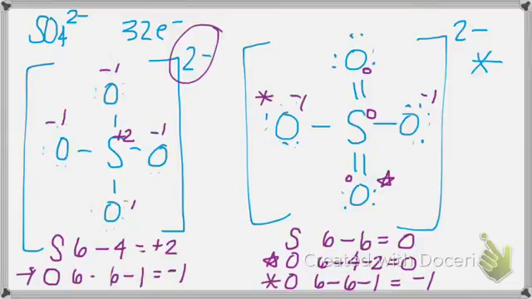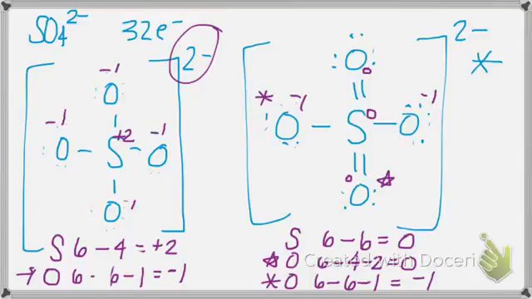Did that make sense what we did? So both of them add up to -2, but since they have more zeros, because they have more things with a formal charge of 0. You want it to be a formal charge of 0. That's the most desirable.